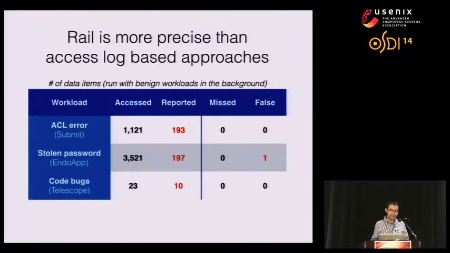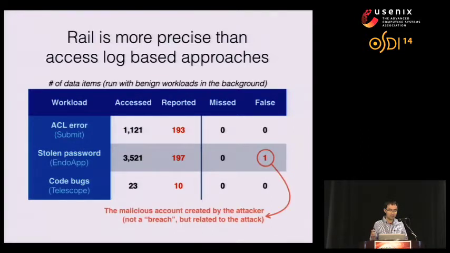Next, let's evaluate how precise Rail's reports are. To do this, we run the 3 attack workloads with some other benign workloads in the background and count the number of data items reported by Rail versus the total number of accessed ones. As we can see, Rail only reports a small number of illegal accesses. And we manually examined Rail's reports and found that there is no missed report and there is only a single false report, which we believe is not a problem because actually that's a malicious account created by the attacker, which is sent out as well, but it's not literally a breach, but somehow related to the attack.